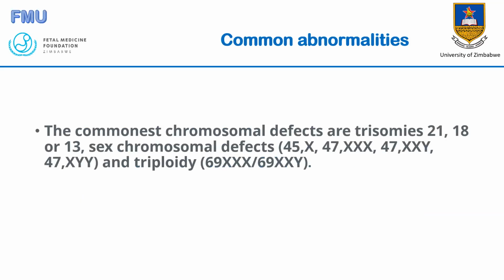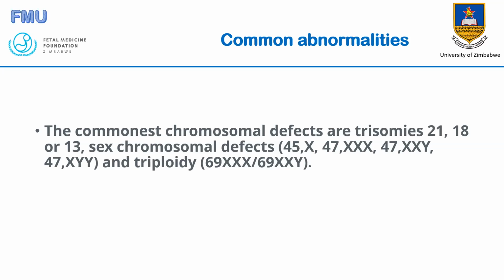So these are the commonest abnormalities that we have encountered so far, and that are encountered globally as well. We have trisomy 21, trisomy 18, trisomy 13. We also have the sex chromosomal defects, which include 45X. This is monosomy X or Turner syndrome. Then we have the triple X, the 47 triple X, which is fairly a normal variant in most cases.